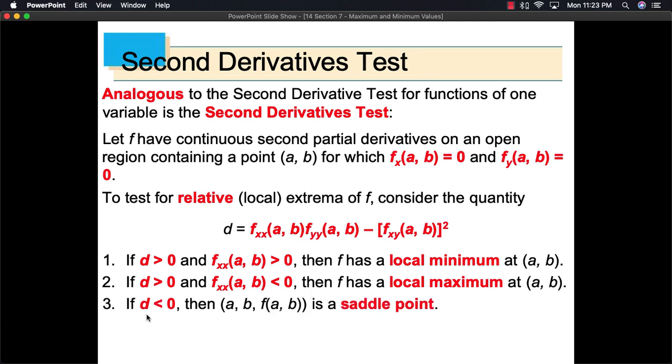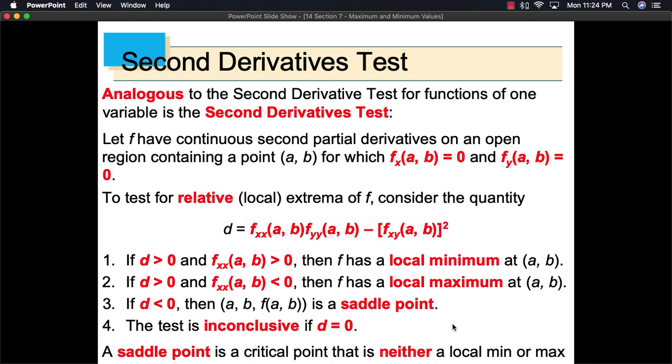Now, what if D is negative? What if D is less than 0? Well, if D is less than 0, it's very quick. You can go ahead and say it's what's known as a saddle point. Now, you might be wondering what's a saddle point? Well, again, it's kind of like dealing with the graph y equals x cubed. Y equals x cubed has no minimum or maximum at the origin, but it definitely still has a critical point there. And that's kind of the same thing here. A saddle point is essentially a critical point that is neither a local min or max.